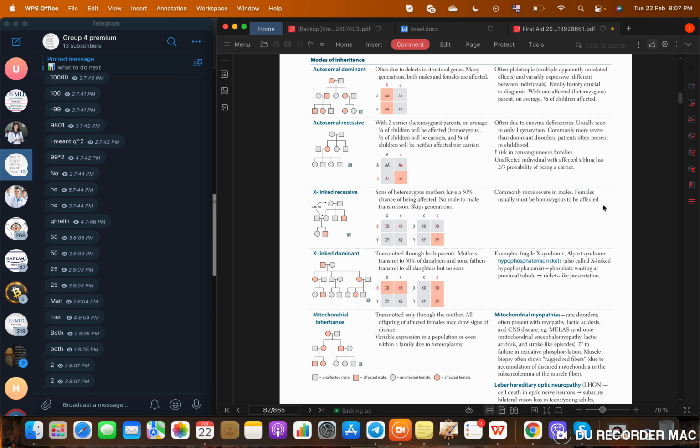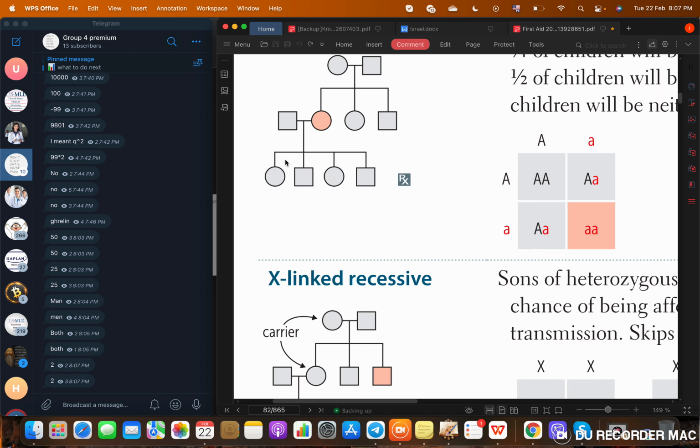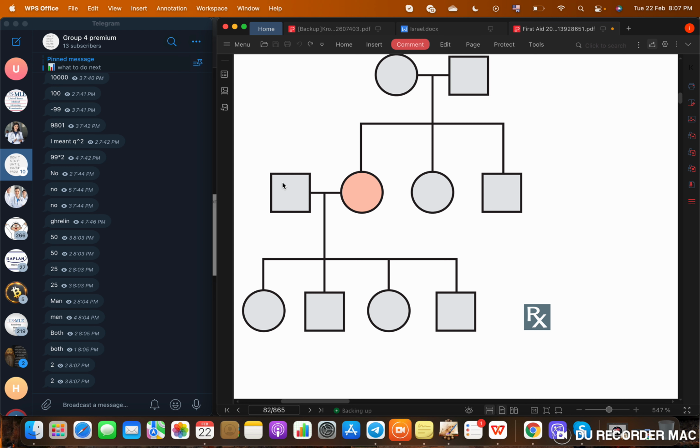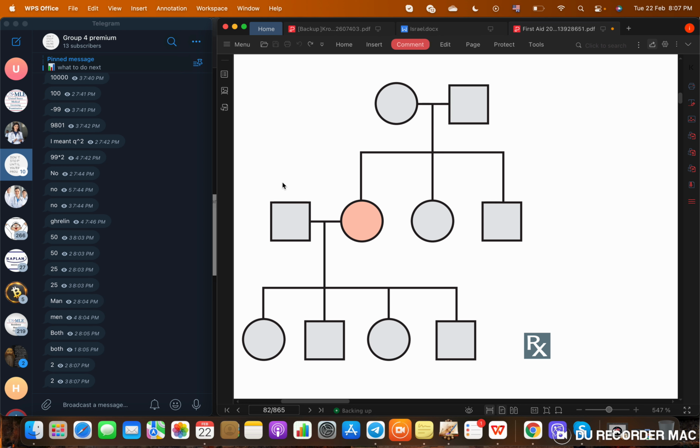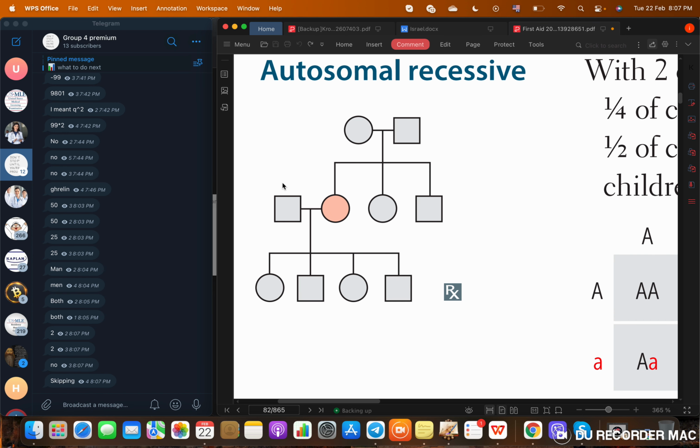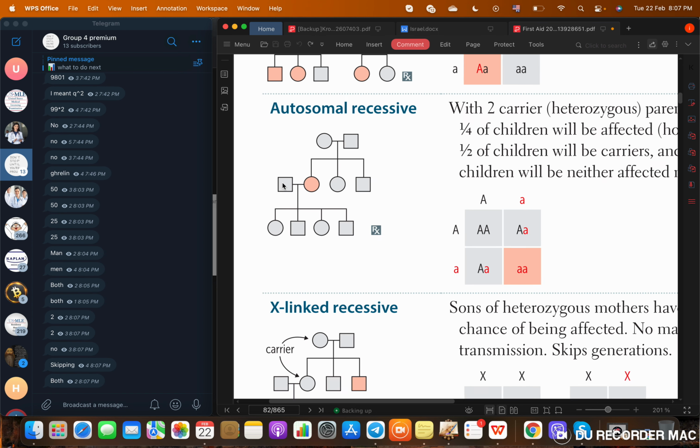Autosomal recessive, okay, let's take a look again. Is it affecting all generations or is it skipping generations? No, it's skipping. Skipping means that it is not dominant, so recessive. Okay, is it affecting only boys? Or is there any lady getting affected? Yeah, there is a lady getting affected there, so it cannot be X-linked.